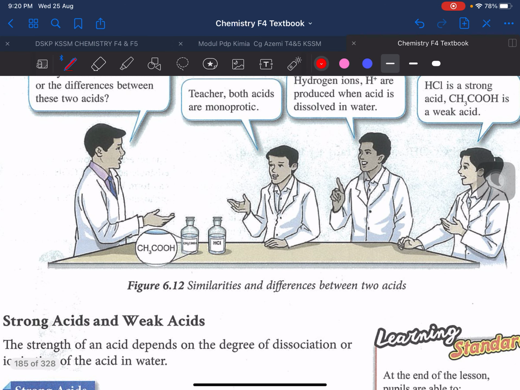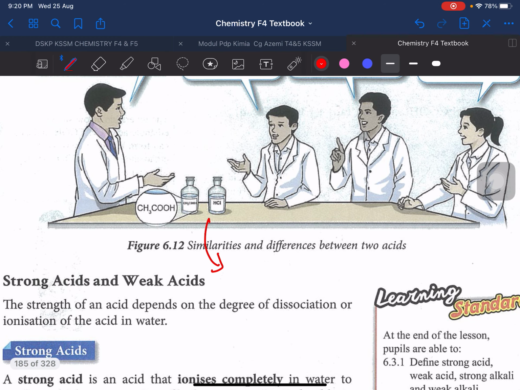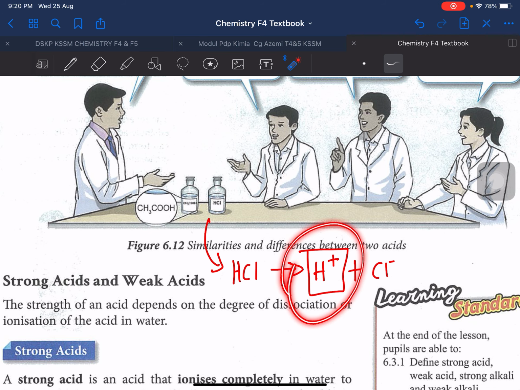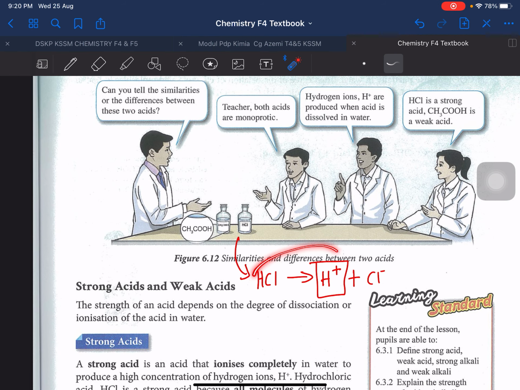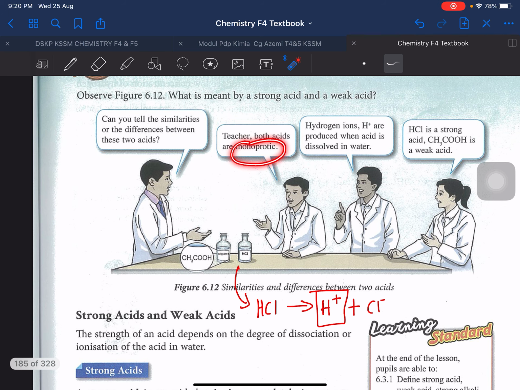It is because of the dissociation, penceraian. Let me do the equation here. When HCl dissolves in water, it is going to dissociate, akan bercerai menjadi H plus and also Cl minus. So look at the H plus ion here, the hydrogen ion. Ada satu saja hydrogen ion. So kalau ada satu sahaja ion hydrogen, we say that this acid adalah monoprotic. Mono, sebab dia satu ion hydrogen.